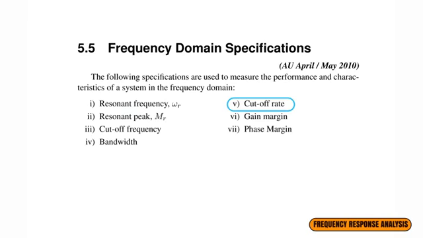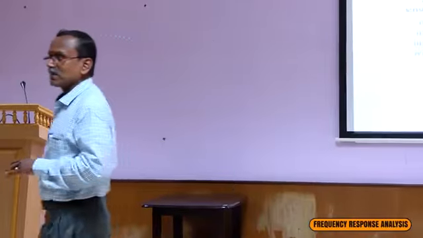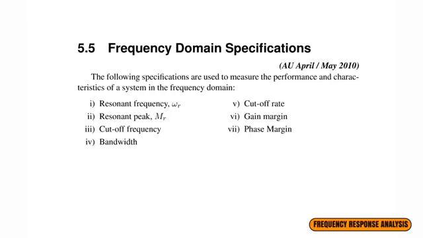Cutoff rate is the slope at the cutoff frequency. At what slope is the magnitude decreasing? That is called the cutoff rate. Then gain margin and phase margin. I will explain the gain margin and phase margin in different slides, as it is very difficult to explain them here. So these are the frequency domain specifications of a control system.